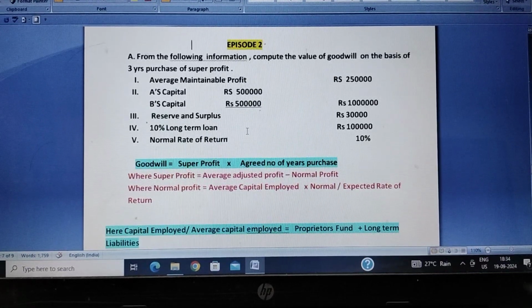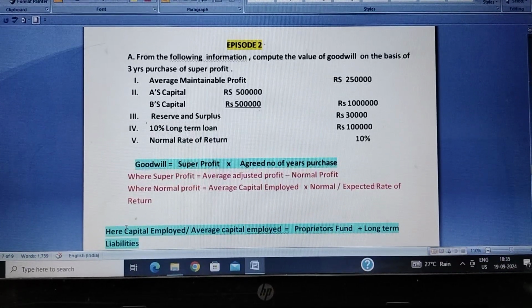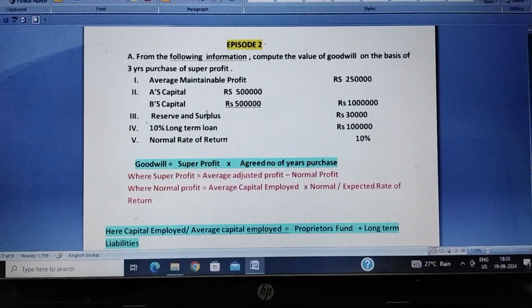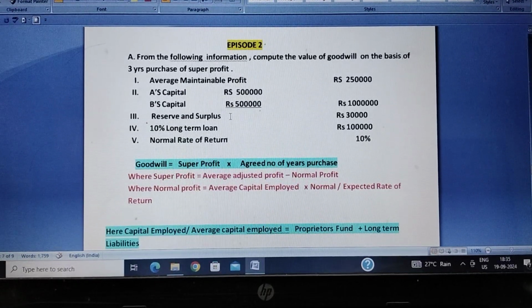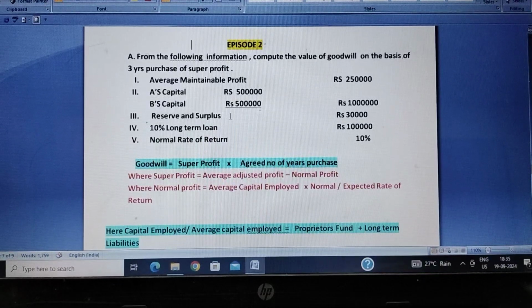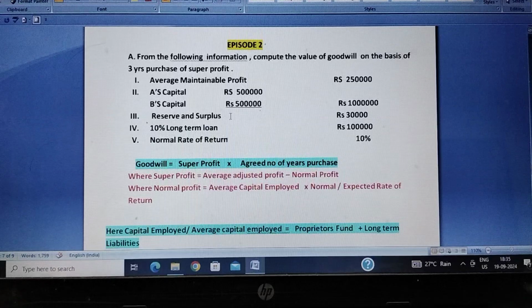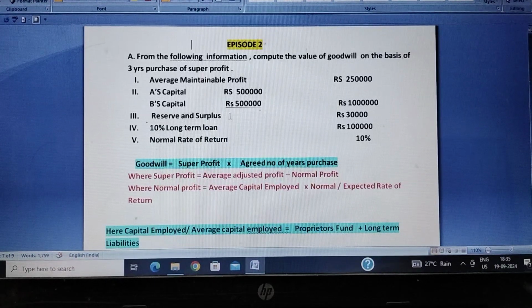This is very important. Capital employed is equal to proprietor's fund plus long-term liabilities. If you add proprietor's fund and long-term liabilities, you get capital employed. And what is proprietor's fund? Proprietor's fund means capital plus reserves plus profit minus any fictitious assets, if any. So if we add share capital, reserve, profit, and deduct fictitious assets, you get proprietor's fund. On proprietor's fund, if you add long-term liabilities, then you will get the capital employed.